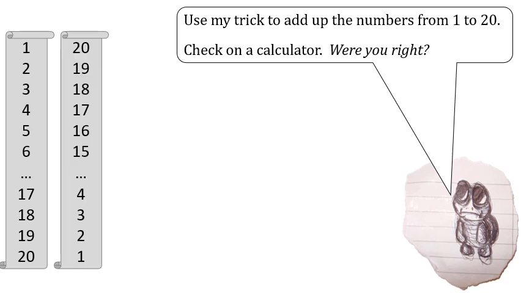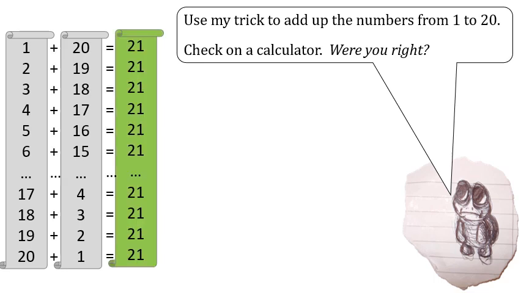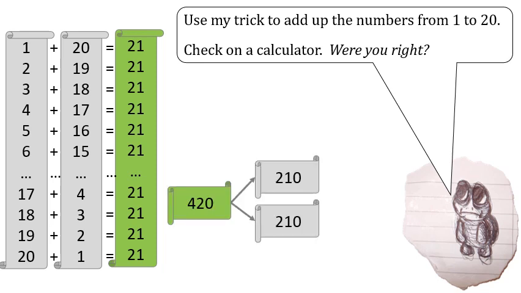Okay, hopefully you managed to make it work. You can think of a list reversed, you can add them, you can think about how many of those numbers you've got. We now have 20 numbers and each of them is 21. You can multiply those together, you can halve your answer, and the sum of the numbers from 1 to 20 is 210.